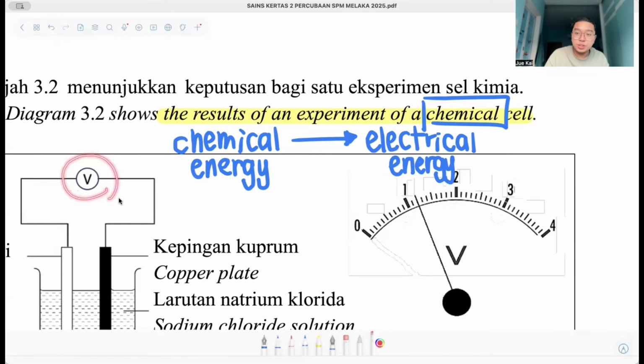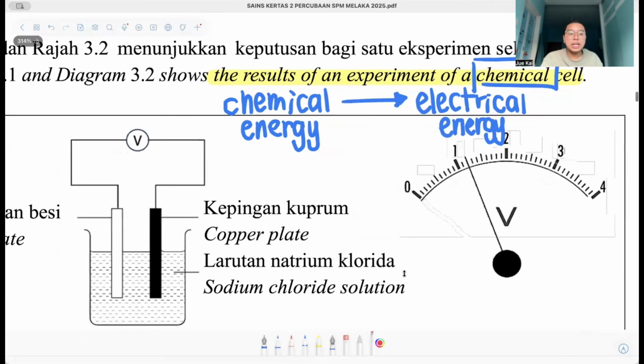Clear? So for chemical cell, I want to produce electrical energy, I just need voltage. For electrolytic cell, I want to produce chemical energy, then I need the assist of battery. Clear or no? Clear. If you got question, must ask, you know.